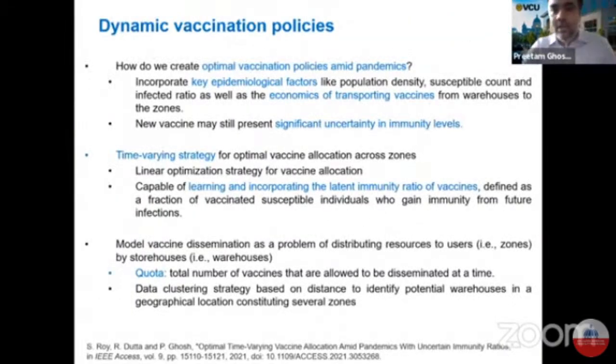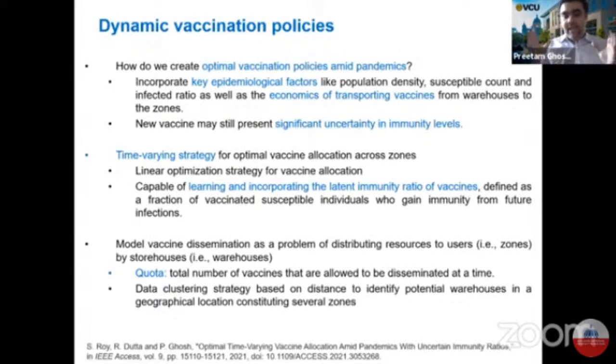I'll skip this probability of Q and very briefly talk about dynamic vaccination levels. What are we doing here? We are talking about how many vaccines to allocate to specific zones. That's our goal during a pandemic. So what we have created here is a time varying algorithm, a time varying strategy.